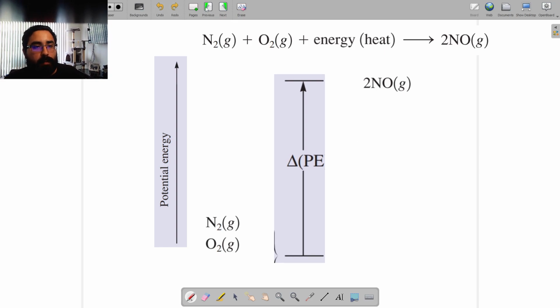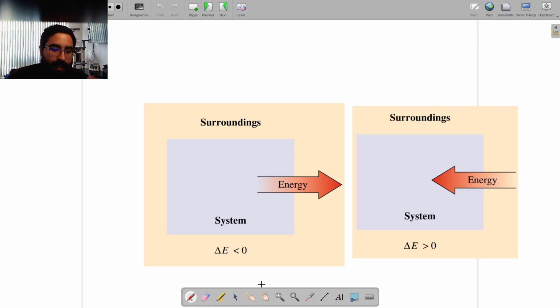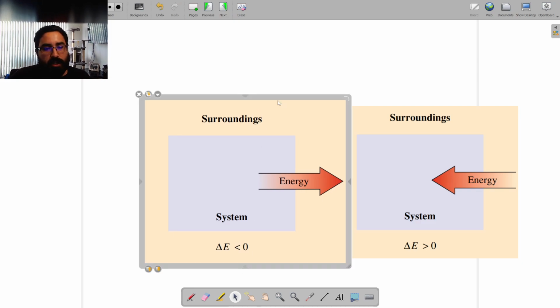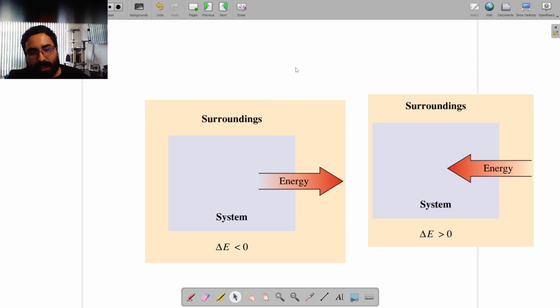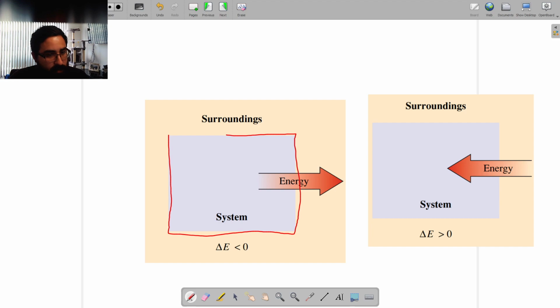All right, but let's check this out. Here's a little summary of what that looks like. So a system is whatever you are studying. Say you're studying a simple chemical reaction. Well, try to isolate that chemical reaction as much as possible. That's your system. Everything else is your surrounding.